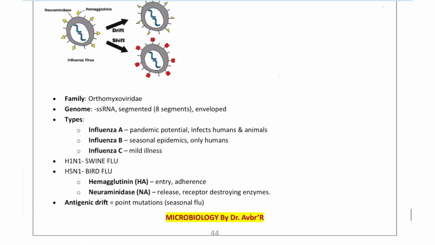Influenza virus, they are going to have some different types. Most commonly, they contain the important points hemagglutinin and neuraminidase. These are the two enzymes that will trigger the infection in our bodies. Orthomyxoviridae is the common family that is associated.